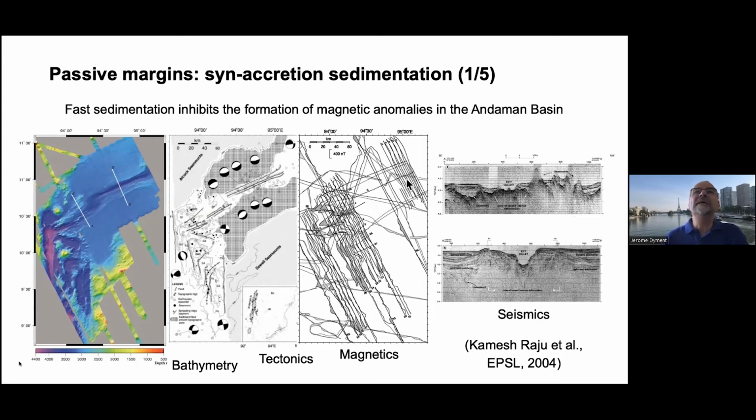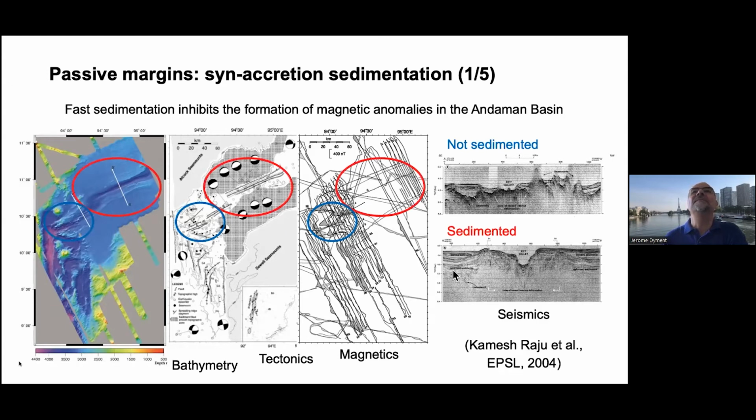But on the east, we see almost no magnetic anomaly. Actually, if we look more carefully, we see some kind of long wavelength anomaly that corresponds to the whole oceanic basin of the area. And this is something that deserves to be explained.